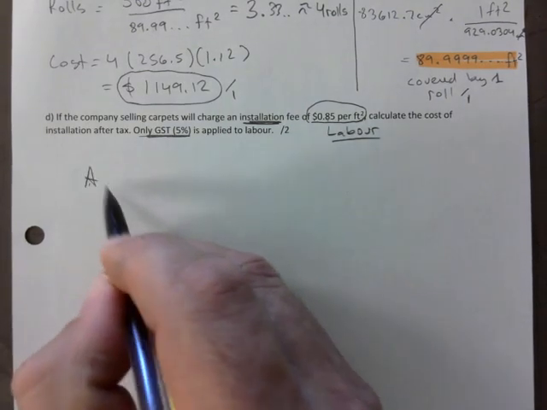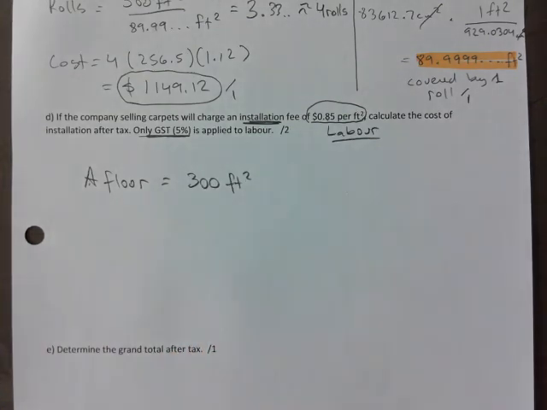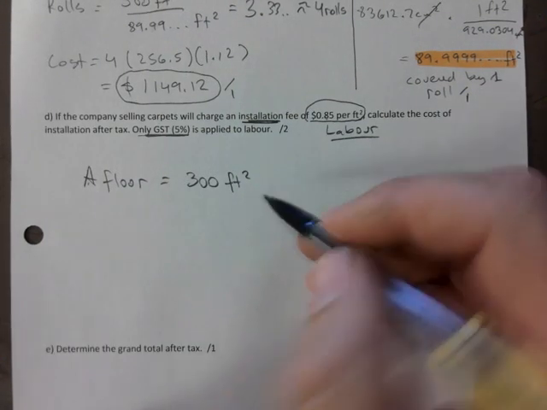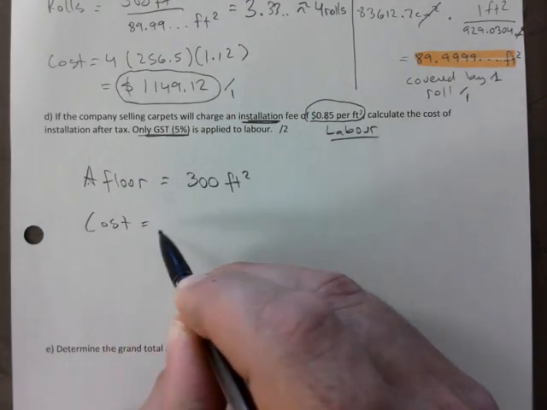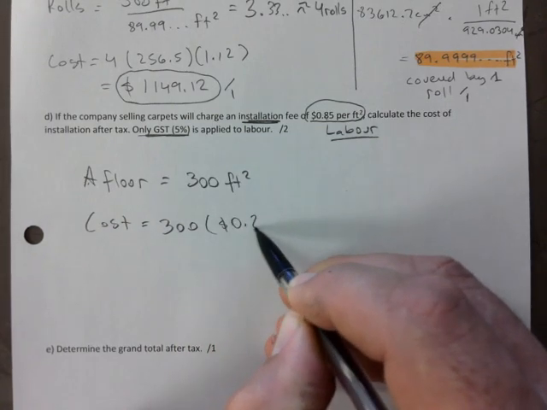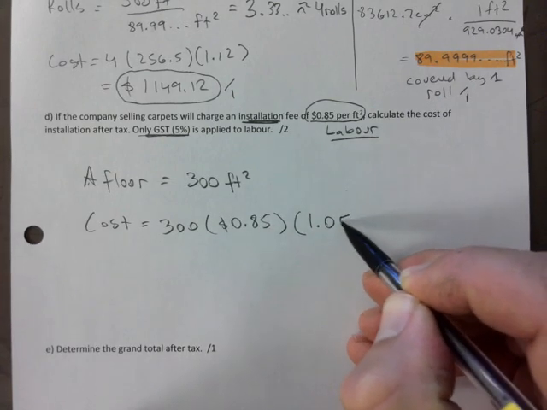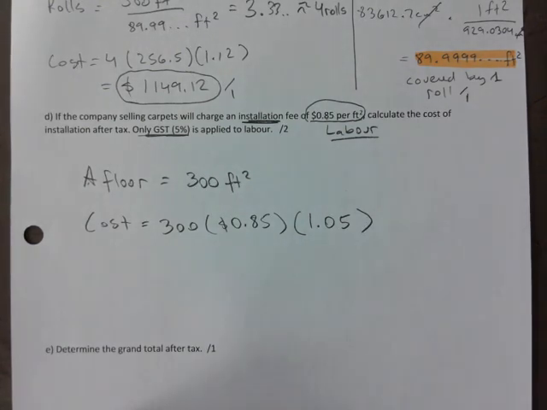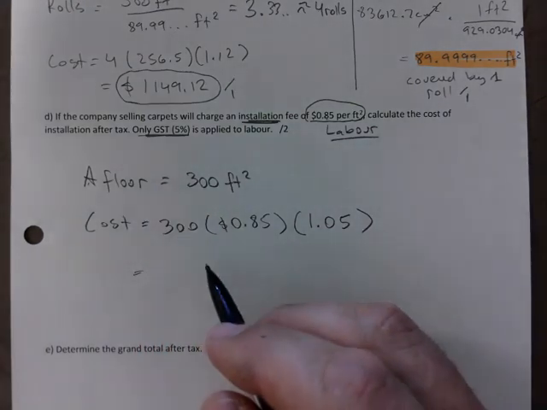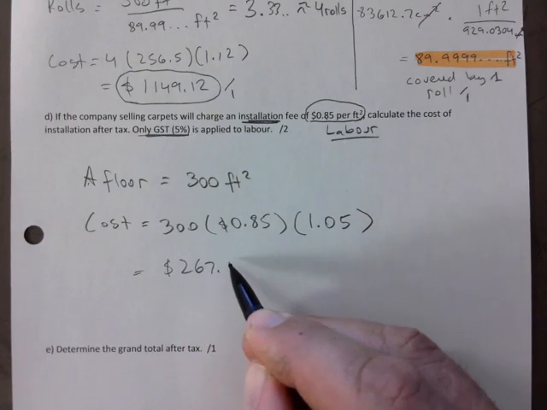So the area of the floor happens to be exactly 300 square feet. So we don't need to worry about partial square footages here. So I'm just going to go cost is 300 times 85 cents times 1.05, not 1.5, because that would be 50% tax, right? I don't think that would be fair. And so this gives you 267.75.